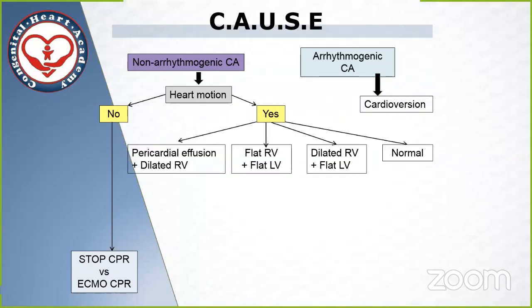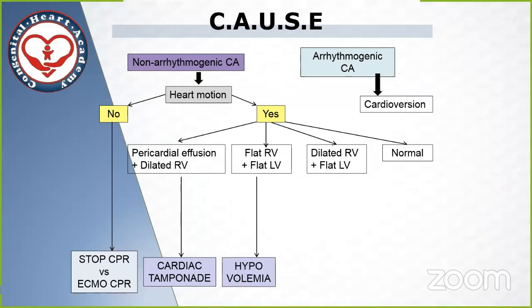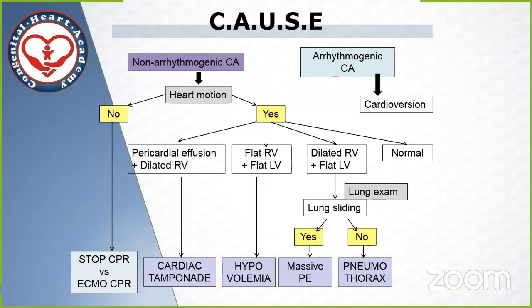If there is heart motion... If there is no heart motion, call for ECMO or stop resuscitation. If there is heart motion, try to differentiate if there's a pericardial effusion and a dilated right ventricle, you are probably in front of a cardiac tamponade physiology. If your right ventricle is very flat and there is a hyperdynamic LV, probably what you have to do is to give volume to the patient.